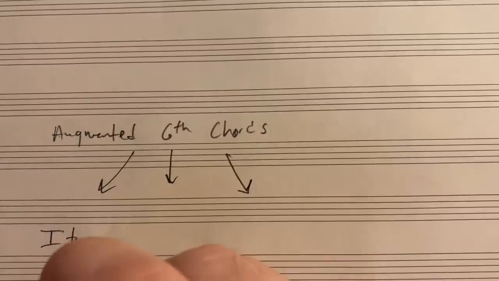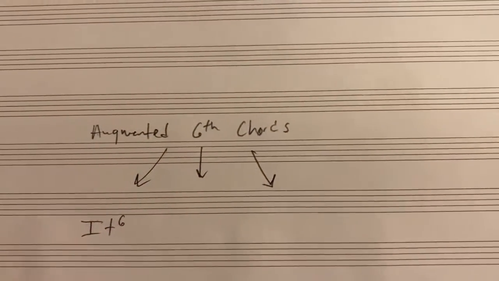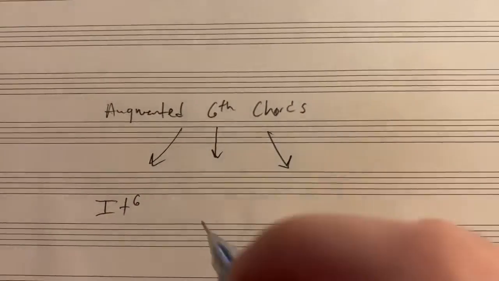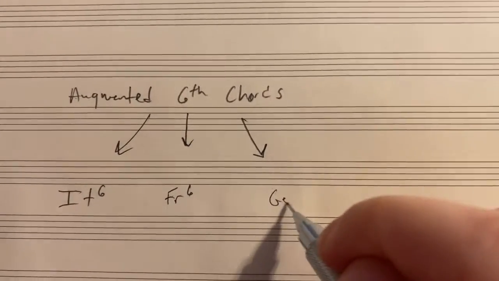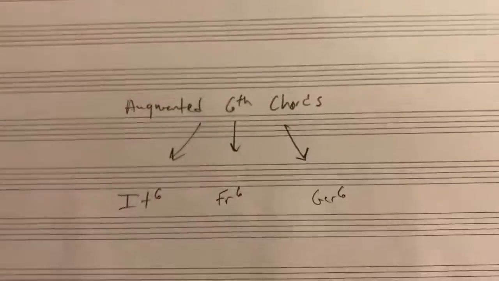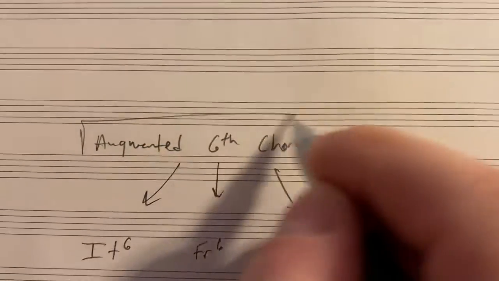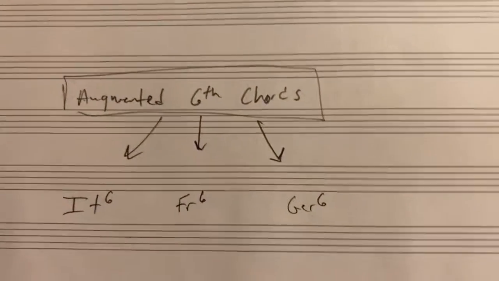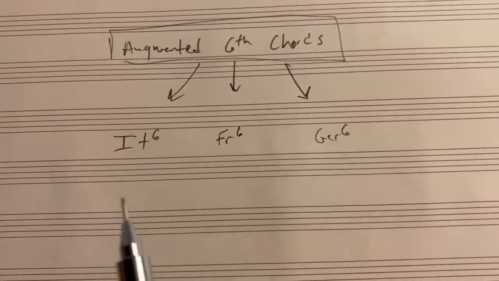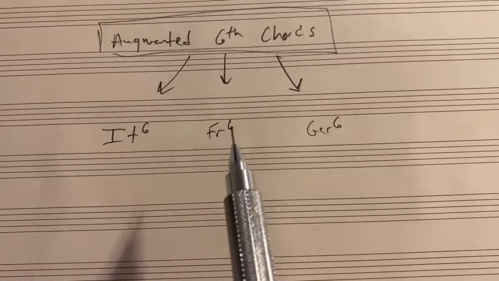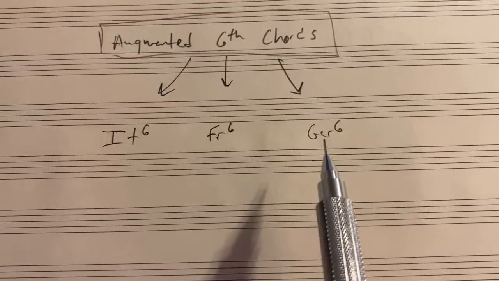There is the Italian 6th, Roman numeral IT6. There is the French 6th, and there is the German 6th. There are also other types, but these are the only ones we care about. And it's good to memorize these in this order because this is kind of like the simplest one, and then this adds something, and this adds something different.